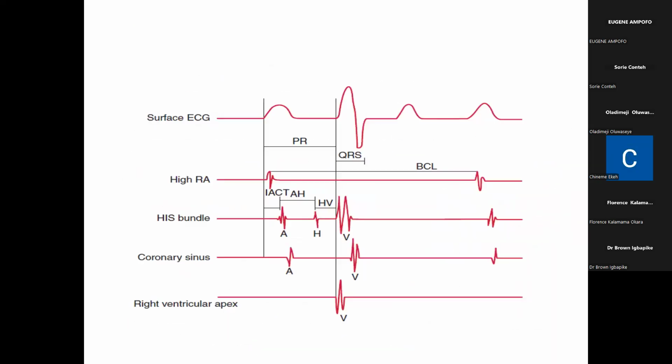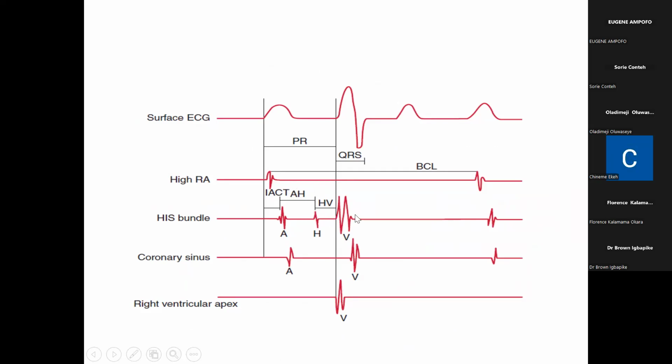Okay, great. So that is why on this slide now, you can see your HIS bundle catheter. You will see your AH activity and your HV activity. Remember, we said that everything has a particular duration. So if your AH duration is prolonged, you will know that it is above the HIS, right? So that would be like a first degree or a Wenckebach.